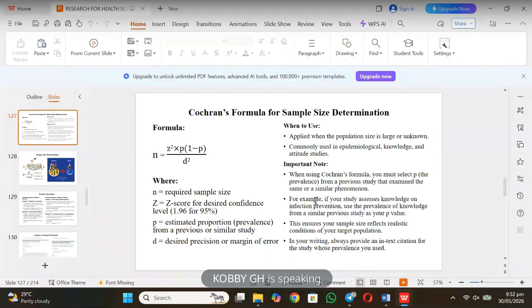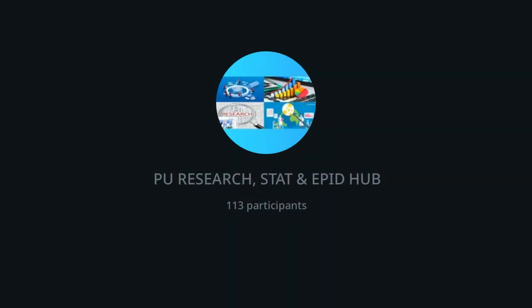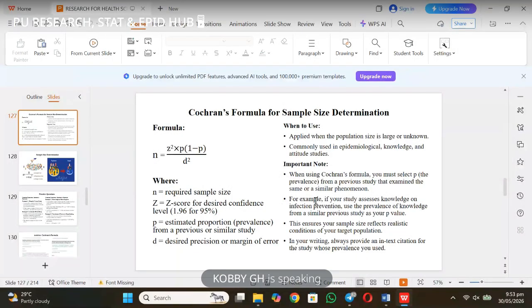The confidence level is 99%. And then the previous proportion, or the P, is 0.45. The P is 0.45, and the confidence level is 99%. Calculate for the N, the sample size.